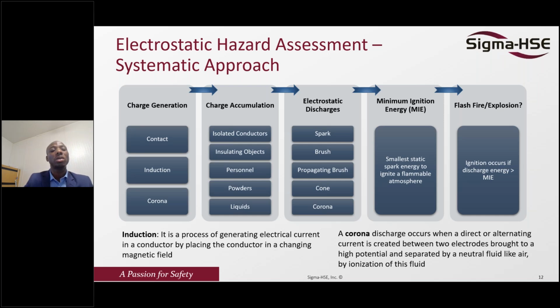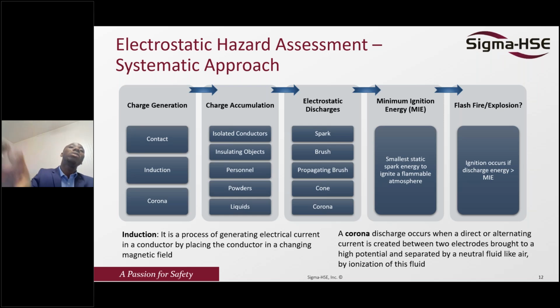So generation of charge comes in different forms. The first one is contact. In case I have very sensitive material or highly charged material, then I touch it, automatically I will have transfer of charge to myself. The second one is induction. Induction is just a process of generating electrical current in a conductor by placing the conductor in a changing magnetic field. That is, I'm trying to induce. So I have a magnetic field, then I place a material there.